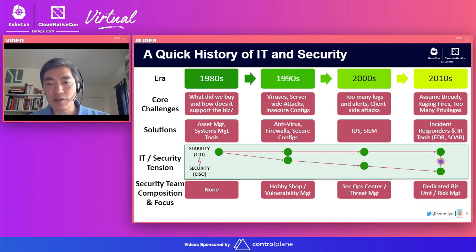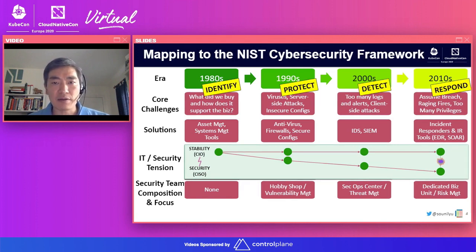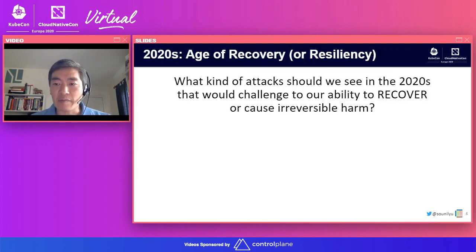Now, what's interesting about this sequence is that it maps nicely to the NIST cybersecurity framework. Each era maps to one of the phases of the NIST cybersecurity framework. In the 80s, we needed to be able to identify our assets. In the 90s, we needed to be able to protect our assets. In the 2000s, we needed to be able to detect intrusions against our assets. And then lastly, in the 2010s, we needed to be able to respond to the breaches that we saw. So then the 2020s will be the age of recover, the fifth function within the NIST cybersecurity framework.